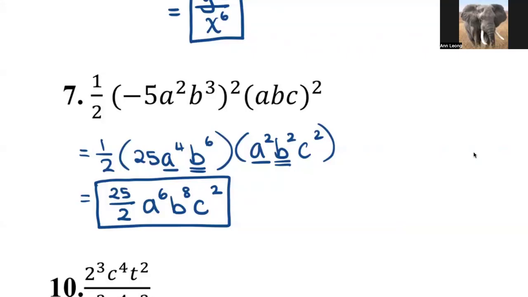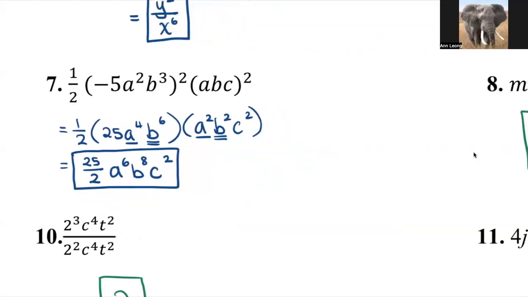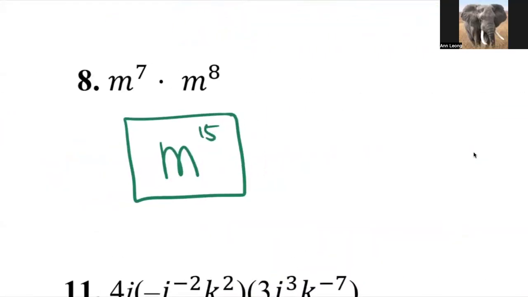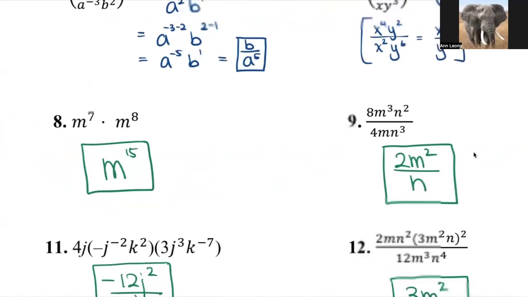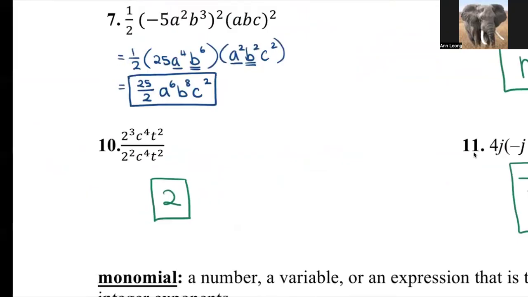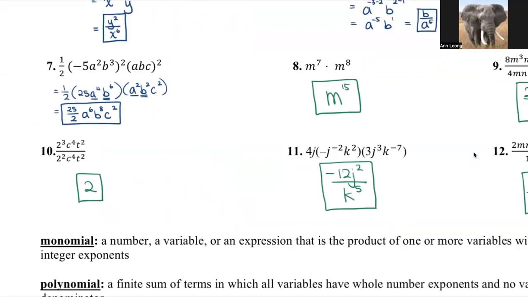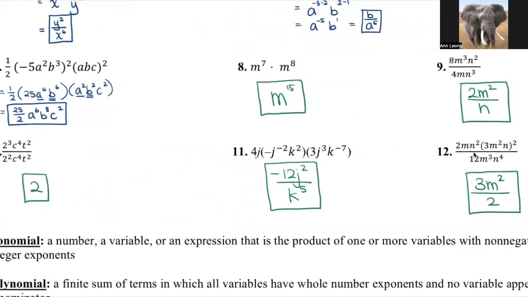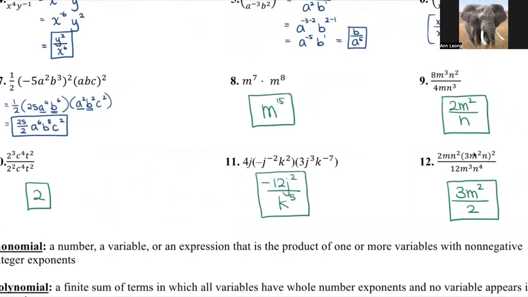All right, so here are the answers for numbers 8 through 12. Number 8 was m to the 15th. Number 9 was 2m squared over n. Number 10 was just 2. Number 11 was negative 12j squared over k to the 5th. And 12 was 3m squared over 2.